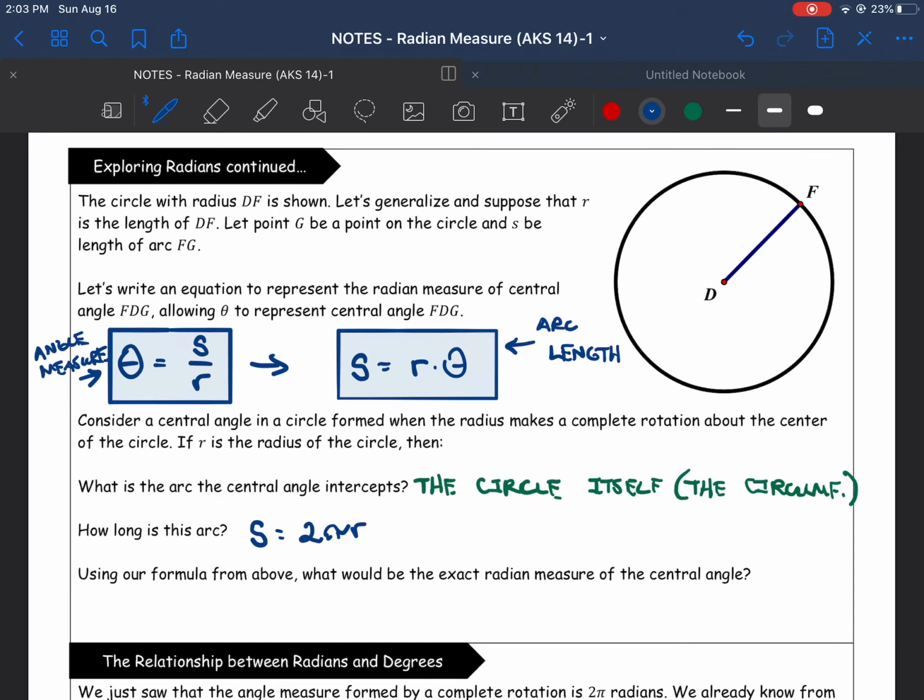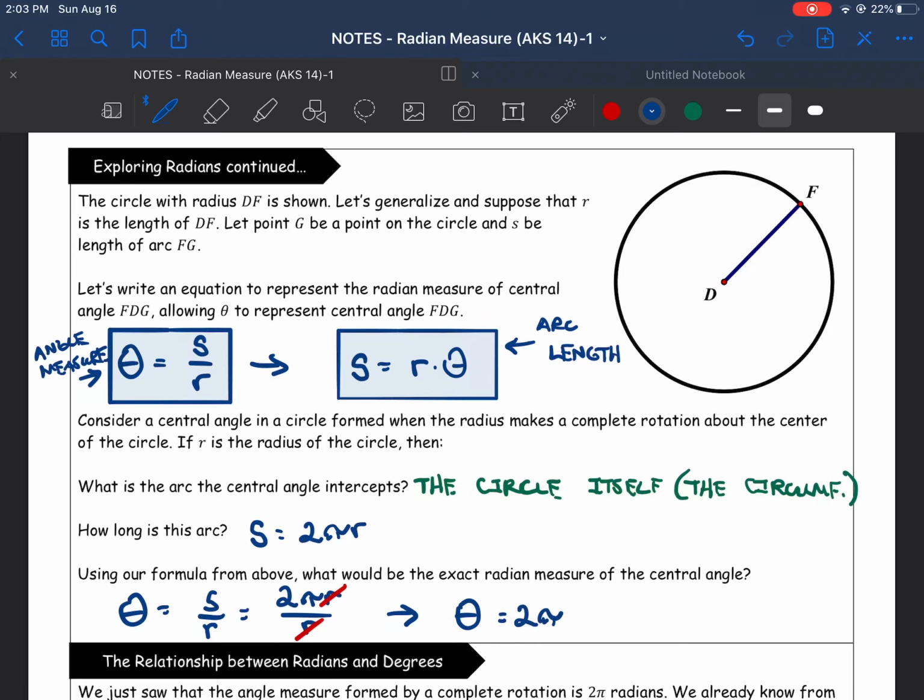Well, let's go ahead and say, using our formula here, theta, because we're looking for the radian measure of the central angle, so that would be theta, is equal to the arc length S divided by the radius r. But we just identified the arc length S as 2 pi r. So we'll substitute 2 pi r for S. Notice that here, r will cancel in the formula, and we're going to get that theta is equal to 2 pi.